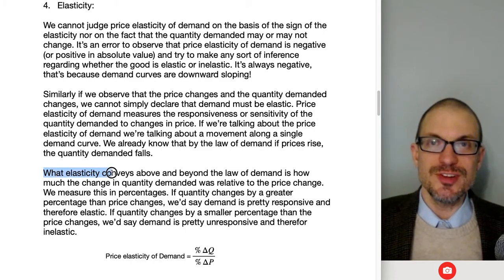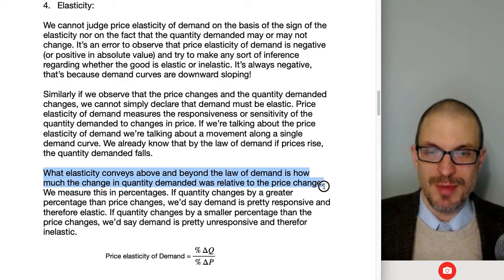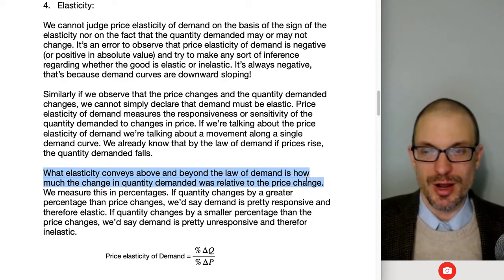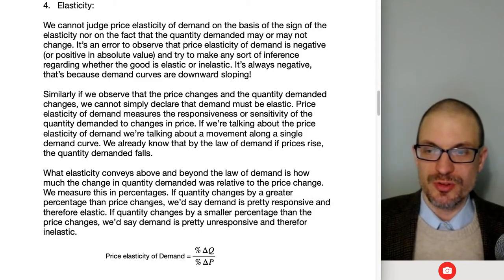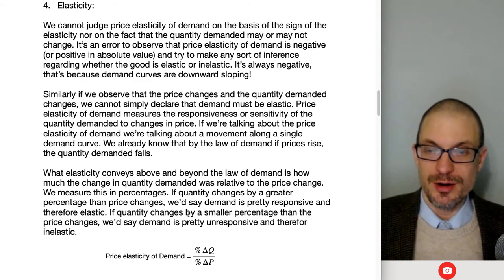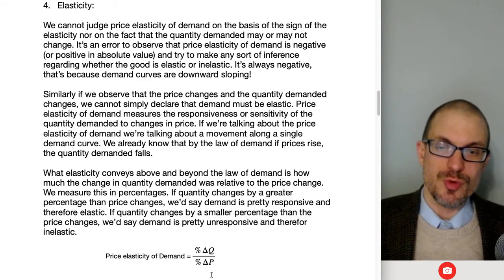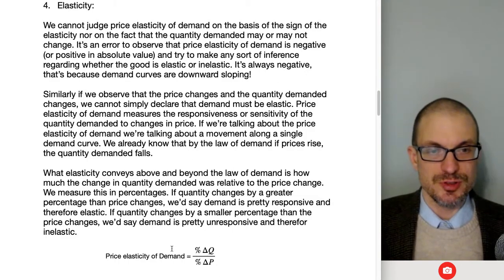Because what elasticity is giving us above and beyond the law of demand is how much the change in quantity demanded was relative to the change in price. Measured in percentages, right? If quantity changes by a greater percentage than price changes, then the numerator is bigger than the denominator, right? We say demand is pretty responsive and therefore elastic, and this ratio is going to be greater than 1 in absolute value.